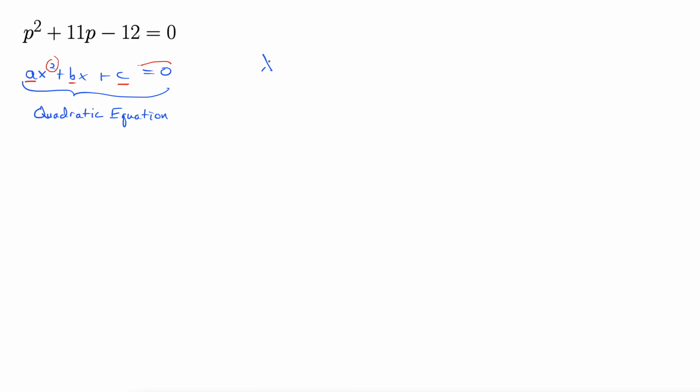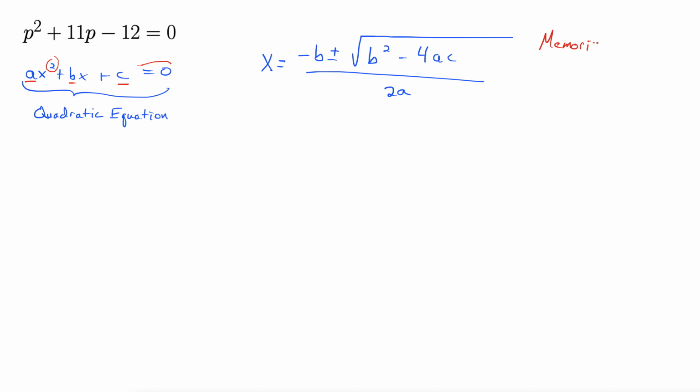Here it goes. x equals negative b plus or minus the square root of b squared minus 4ac, all over 2a. Memorize this equation if you don't have it memorized already. If you want to memorize it now, pause the video and memorize it. You've got to memorize it sometime, might as well be now.